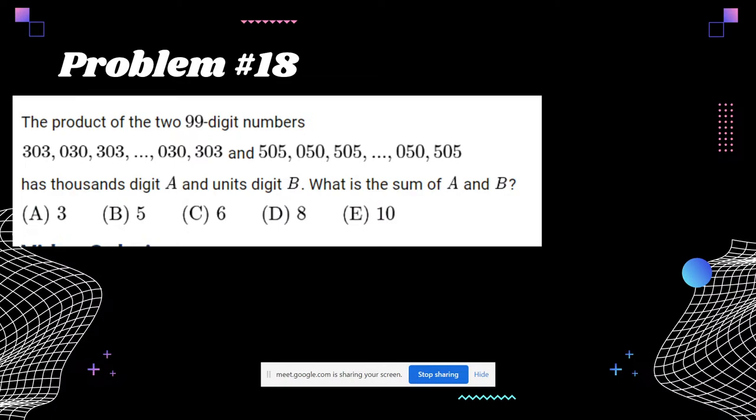The product of this one, where it's alternating zeros and fives, has thousands digit A and units digit B. What is the sum of A and B? So we want to find what A plus B is.